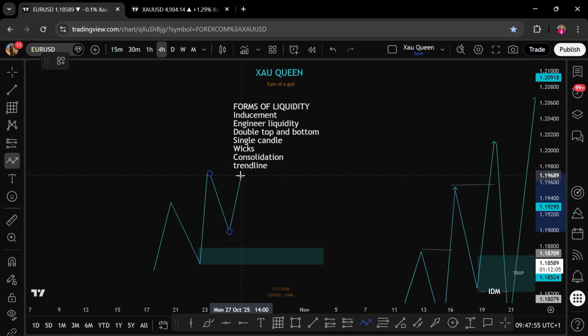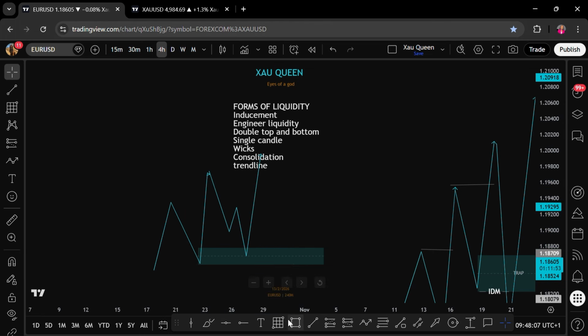Now it does as if it wants to go and take out this side. At times it might take it, at times it will not. Majority of the time it will not. It will just be a few rejections, just pull back a bit, then come, tap into your zone and then buy. This right here is engineer liquidity.